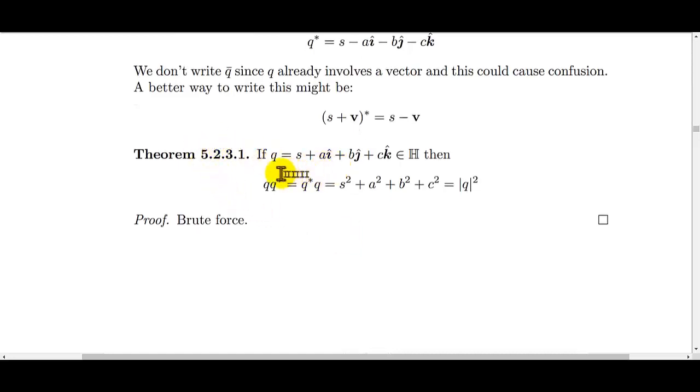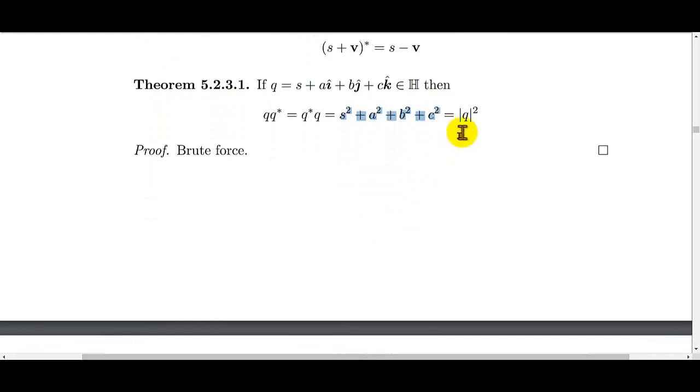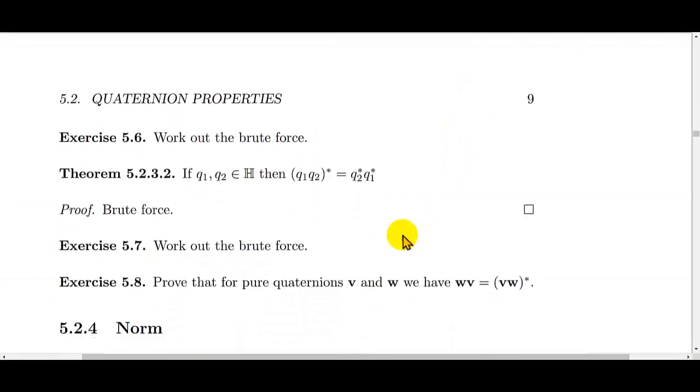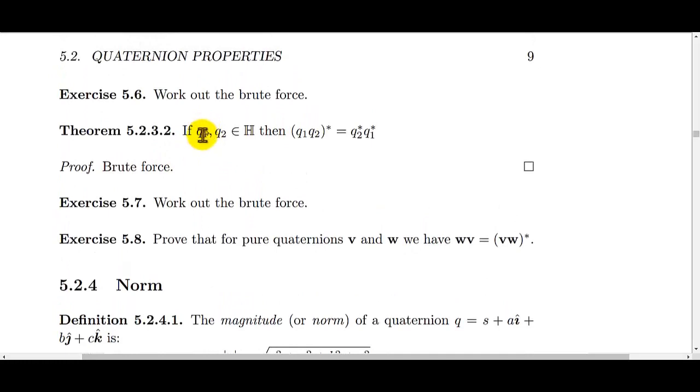We have this theorem, Q times Q conjugate is equal to this expression. Later we will see what it means. Well, in complex numbers we know that this may recall the norm of a complex number. We have this theorem. If we have two quaternions, then we see this property. The conjugate of a product is the product of the conjugates in the inverse order.